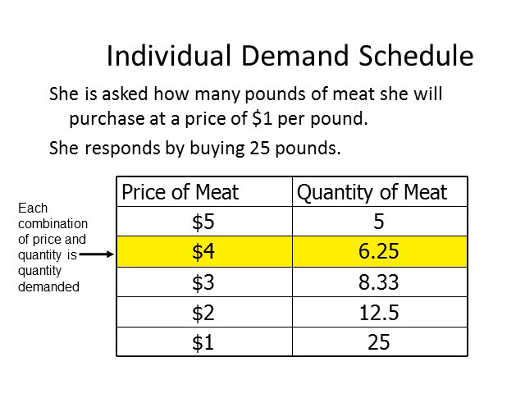Another thing to understand is that each set of price and quantity is called the quantity demanded. If an economist were looking at the second row from the top of the table, the one highlighted, he would say at the price of $4 the quantity demanded is 6 1/4 pounds of meat.